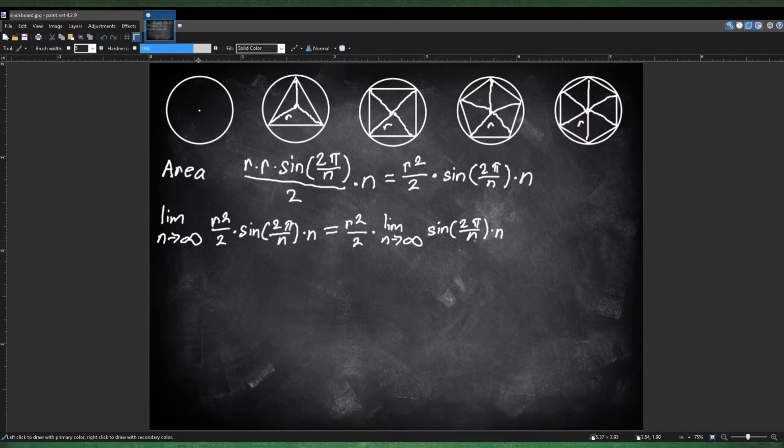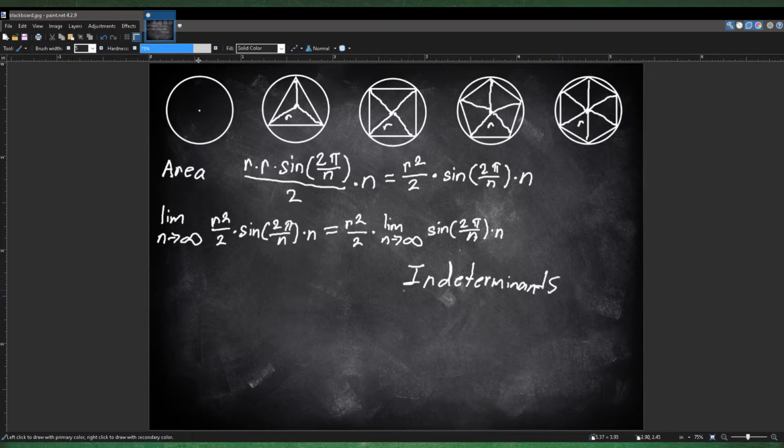So what do we do now? If we plug in infinity, a really big number here, 2 pi divided by infinity is going to approach 0. So sine of 0 is 0. And for this n over here, it's going to be infinity. So it's going to be a 0 from here times an infinity. The reason we did this is that there is a thing called indeterminate forms.